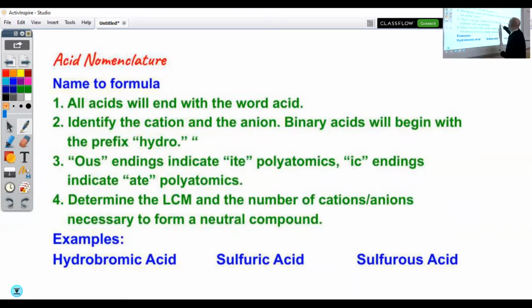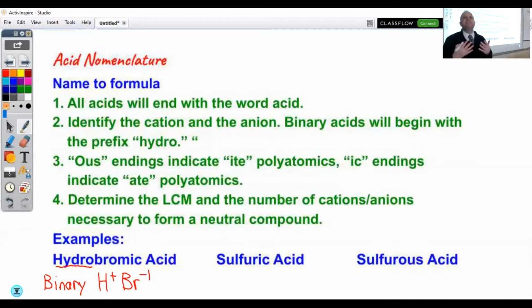So it says binary acids will begin with the prefix hydro. So we notice that this one has a prefix hydro. So that means that this is a binary acid. That means we have hydrogen, which is H+, and one other element. In this case, that one other element is going to be bromide. So that has a -1 charge.